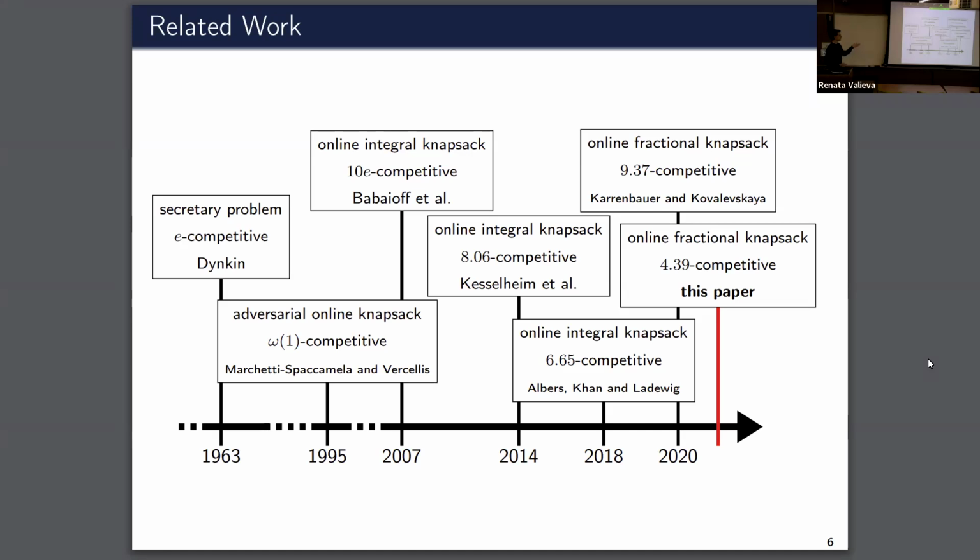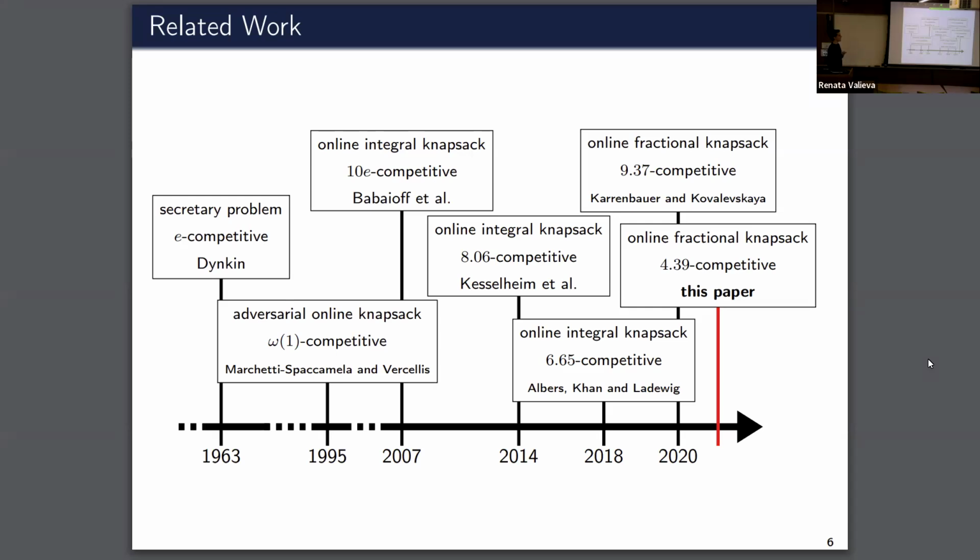Then Marchetti-Spaccamela and Vercellis started looking at the online knapsack and showed that there is no constant competitive algorithm when items arrive in an adversarial manner. This motivates the beyond-worst-case assumption that you get a random permutation rather than an adversarial order. So Babaioff et al. initiated the study of the integral version in the online setting, showing an e-competitive algorithm that resembles the one we are going to see.